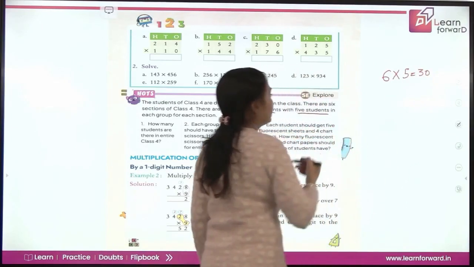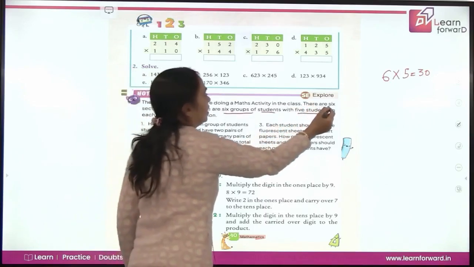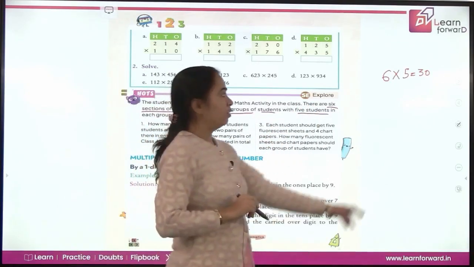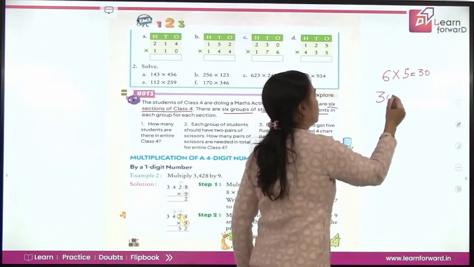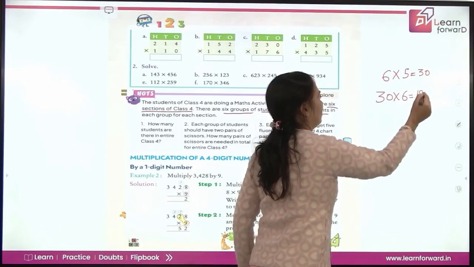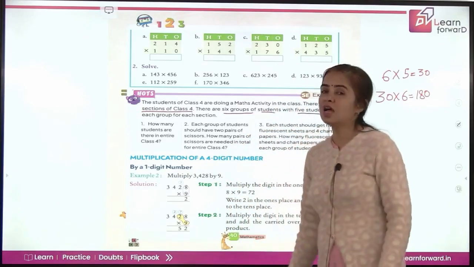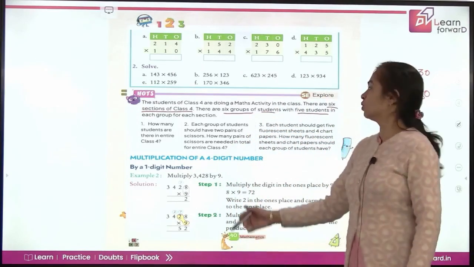And how many sections are there in class 4? There are 6 sections in class 4. In one section, 30 students. So in 6 sections, how many students? And you are there with the total strength of class 4. So this is how maths helps you in your real life problems also.